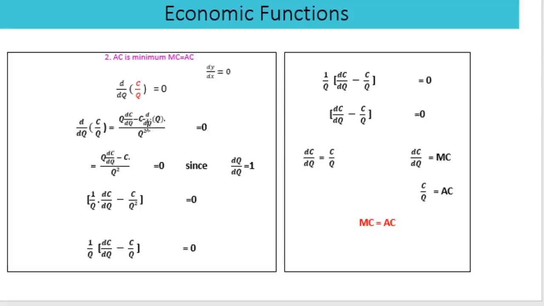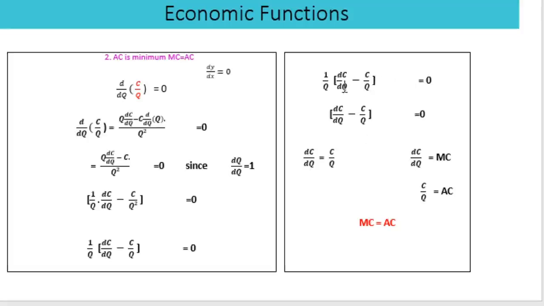In the same way, here dq by dq equals 1. Therefore, the remaining terms are Q into dc by dq minus C, divided by Q square, that equals 0. Here we can distribute Q square to both terms and then factor out the common term: 1 by Q into dc by dq minus C by Q equals 0. Here also we can see that this component, output, cannot be 0. Therefore, it is assumed that dc by dq minus C by Q equals 0.